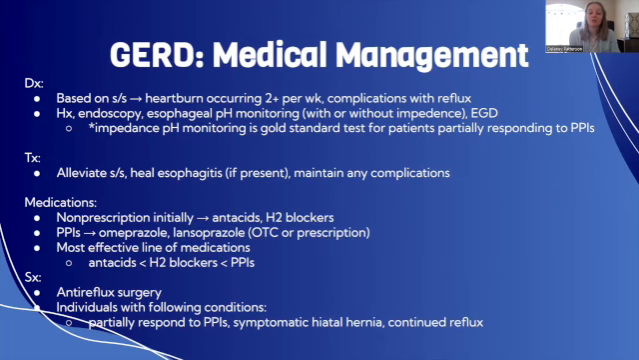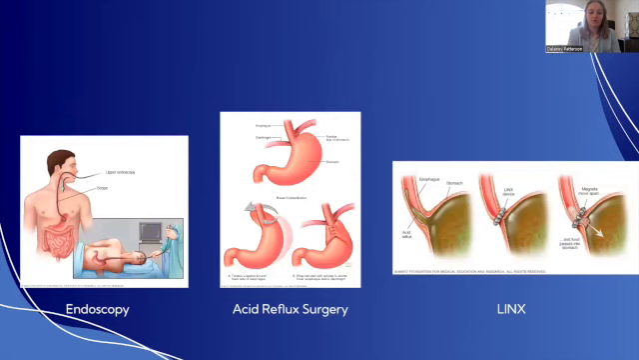Individuals who partially respond to PPIs, have continued reflux, or have symptomatic hiatal hernias may also do surgery, which on the next slide, I'll show you a few of the common surgeries that could be present. So the first picture displays an upper gastrointestinal endoscopy. This procedure uses a lighted tube that travels down your throat to examine a patient's esophagus, stomach, and small intestine. So that's how we were able to take pictures of the different other complications shown on the other slides.